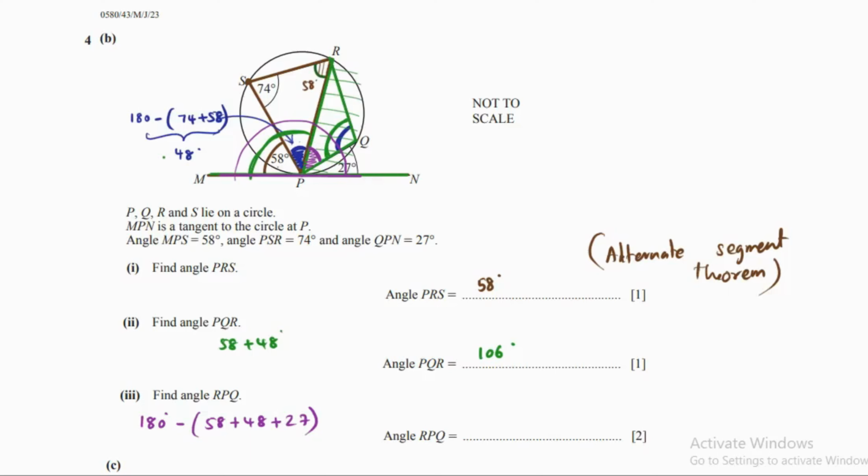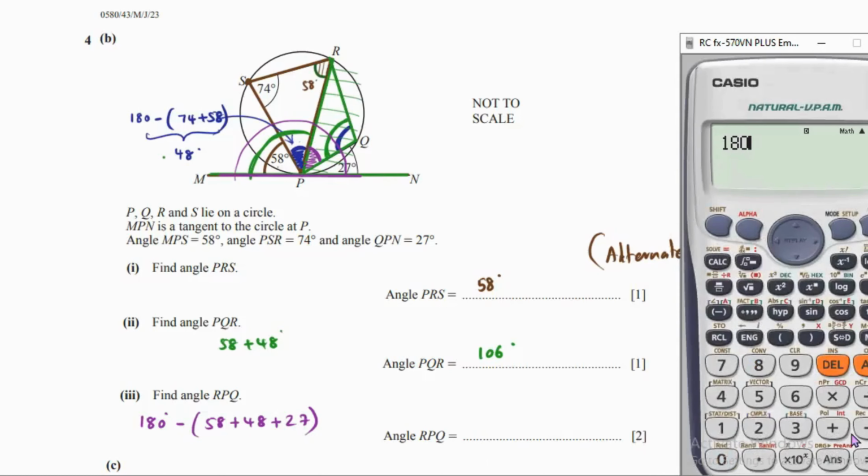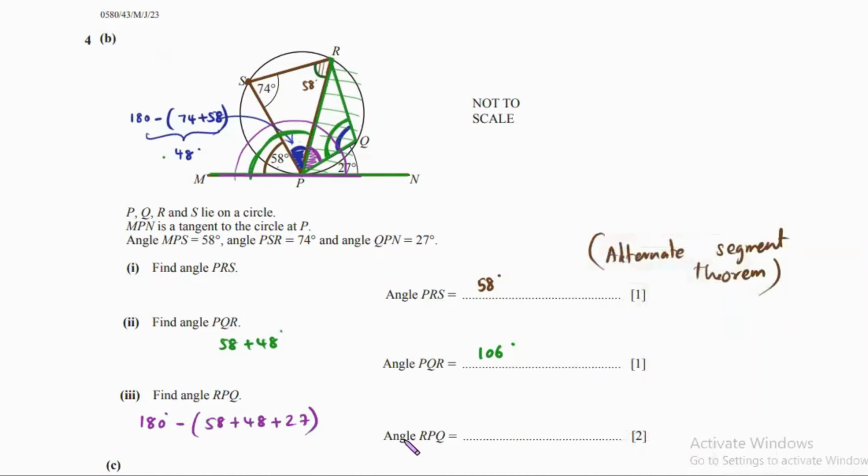So then let's put this in the calculator and see what we get. 180 minus 58, 48, and 27. When we do that, we end up getting 47, which means the value of this angle RPQ is 47 degrees. So here I made use of angles on a straight line add up to 180 degrees. So this is the geometrical reason you would write if we are asked to write it.